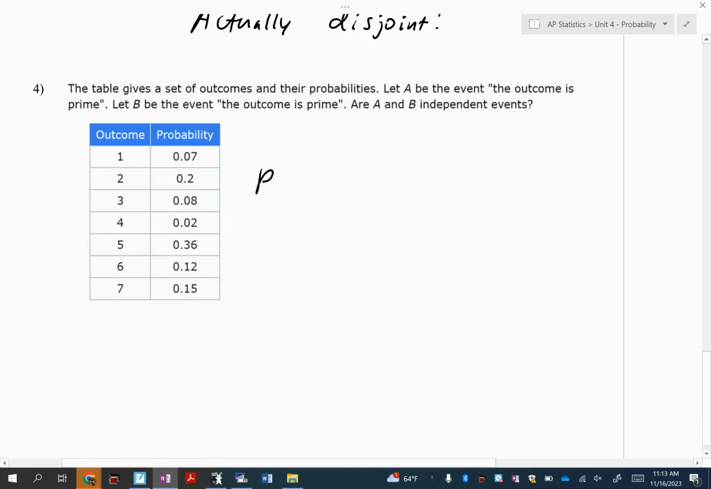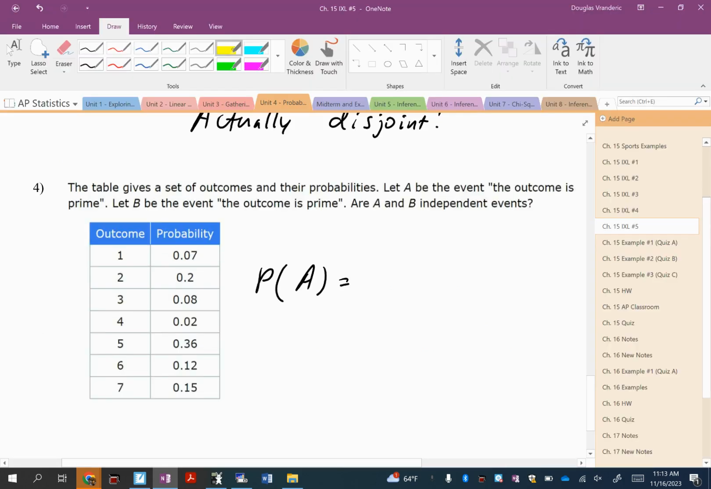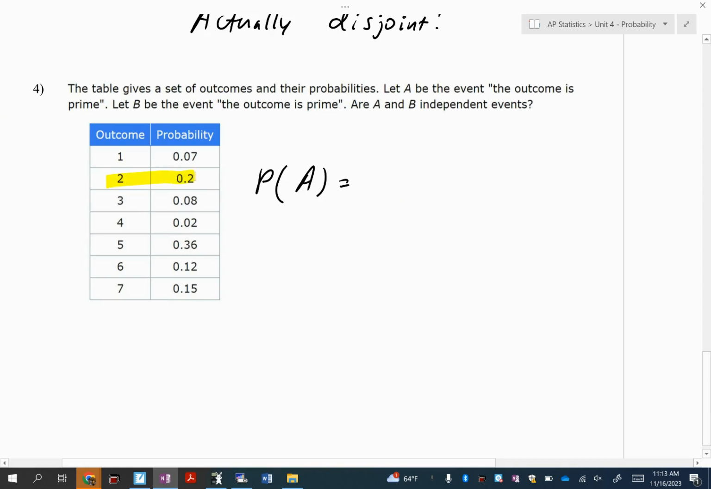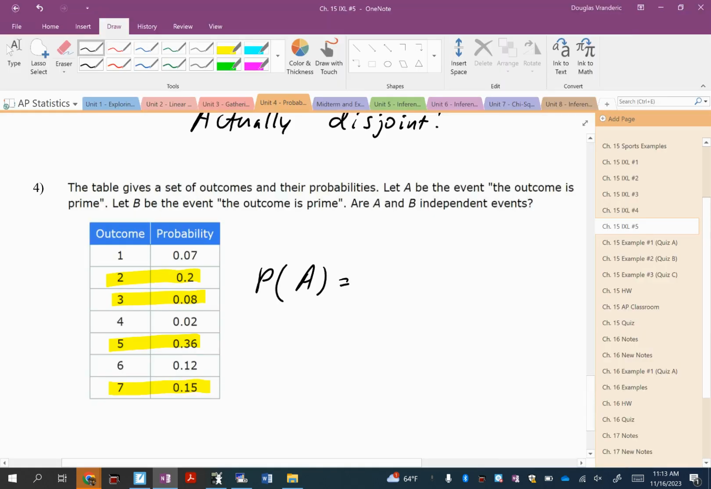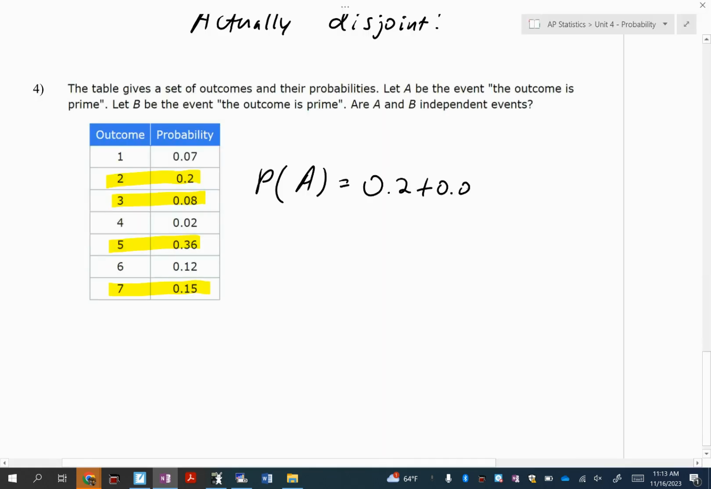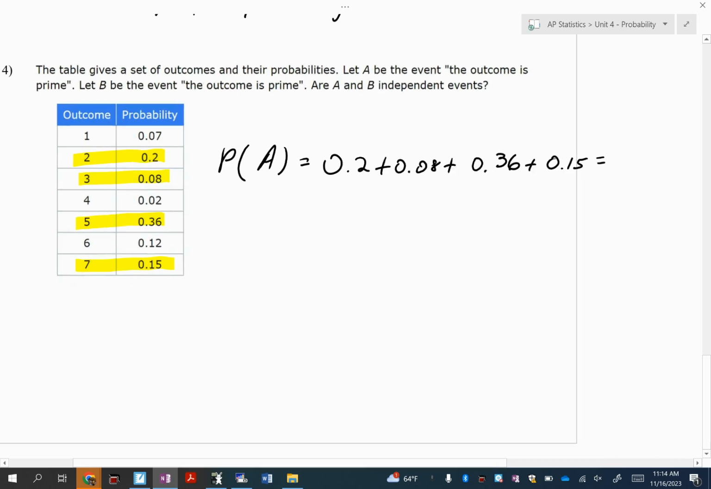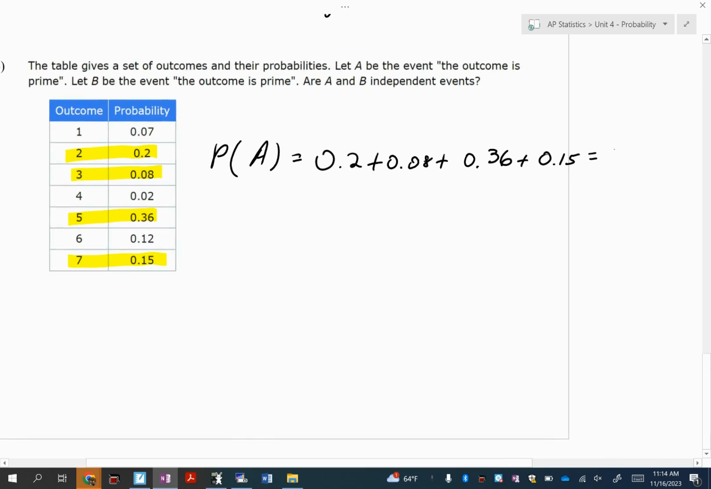Which one do you want to choose? Trick question. What do you notice about these events? I'm going to do event A because they're prime. Who's got the prime numbers? 2, 3, 5, and 7. Let's add all those up. So I've got 0.2 plus 0.08 plus 0.36 plus 0.15. Probably easier to add the other ones and subtract from 1 if you'd like. Because that's 9 plus 12 is 21. Subtract, you get 79. Somebody check me on that? Somebody checked it? You typed it in? Oh, thank you, Sergio. Appreciate you.